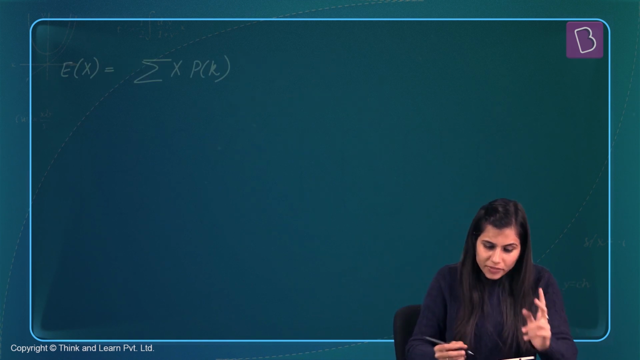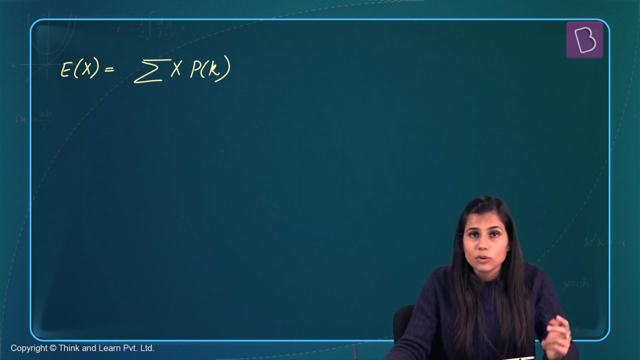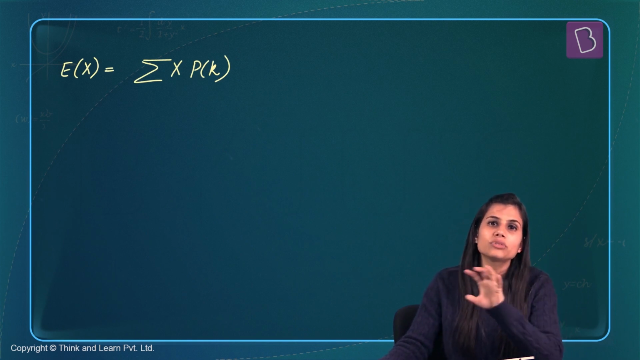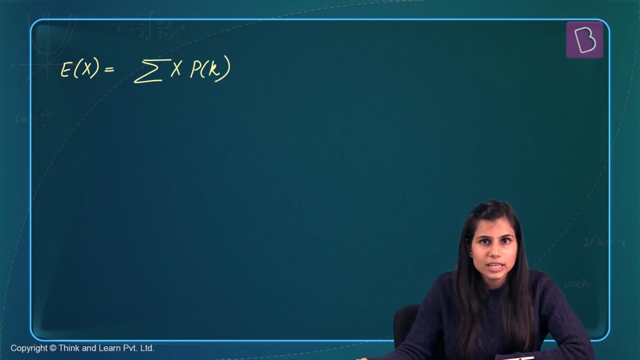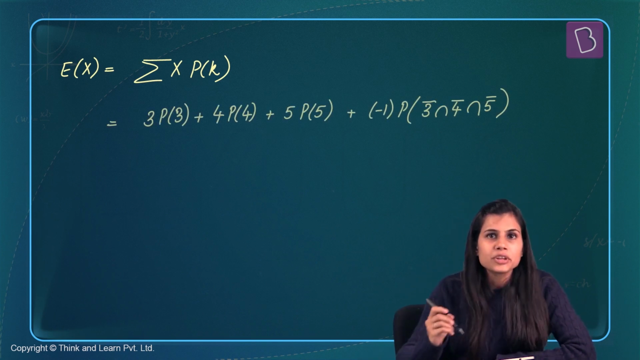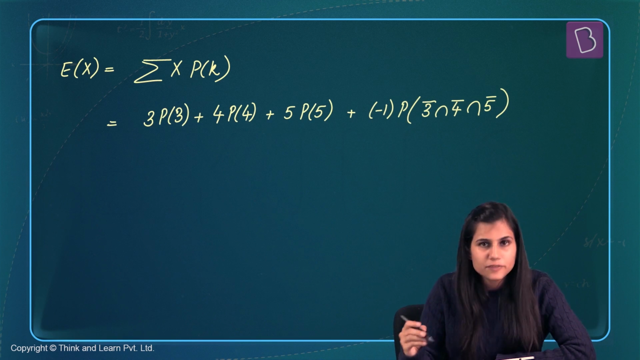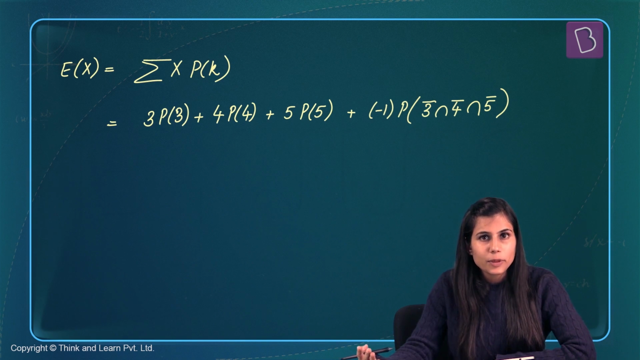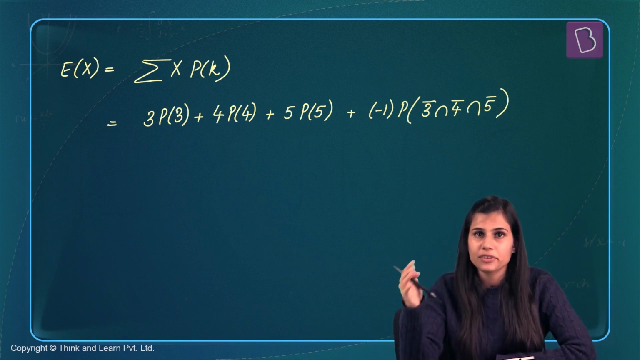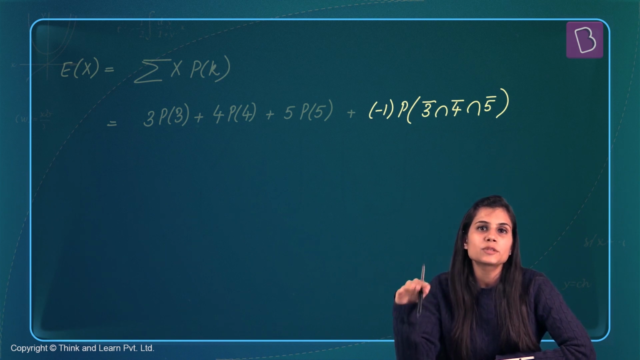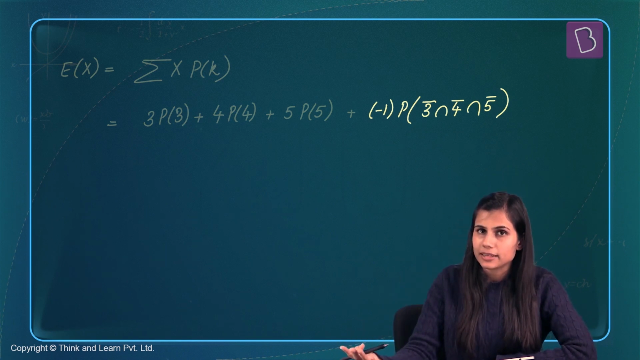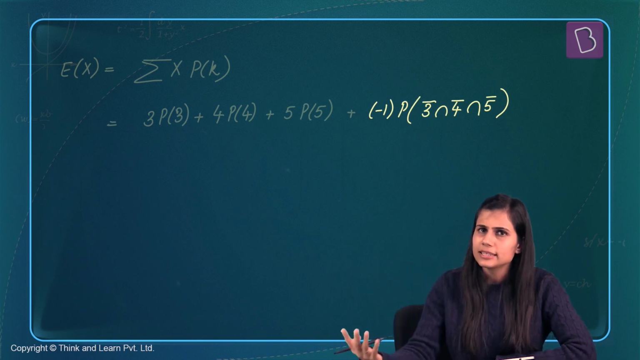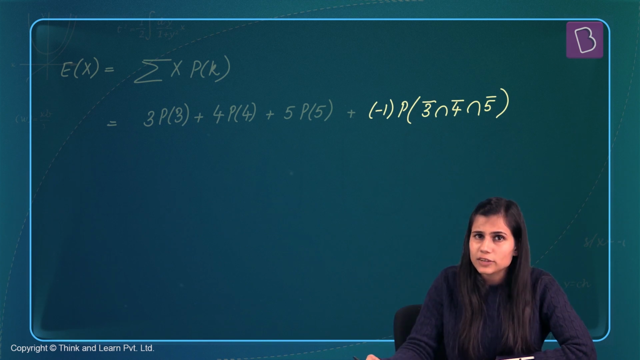Right. So now I want the expectation. That is going to be what? Well, as the question said, capital X is equal to 3, 4, 5 when k is 3, 4, 5. So corresponding to those terms, I'm going to have 3 into P of 3 plus 4 into P of 4 plus 5 into probability of 5 plus the rest. The question says X is minus 1 in the rest of the cases. So you get minus 1 times the probability of 3, 4, 5 not happening. That means minus 1 times probability of 3 bar intersection 4 bar intersection 5 bar. And that is what we just calculated to be 24 by 32.